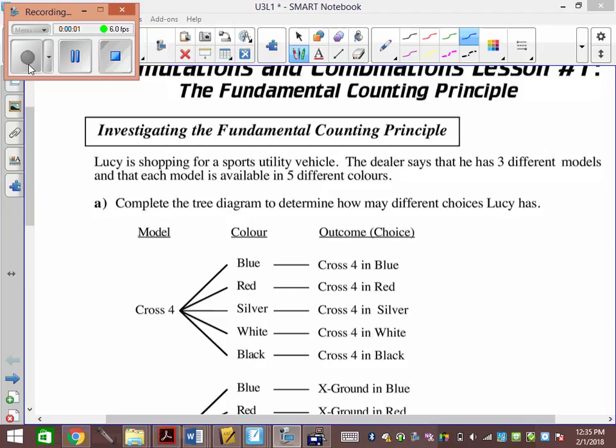Lucy is shopping for a sports utility vehicle, which is an SUV, which blows people's minds because they don't know that SUV stands for that. So that's a little life lesson right there. Good job. SUV, if that makes your heart a little bit better.